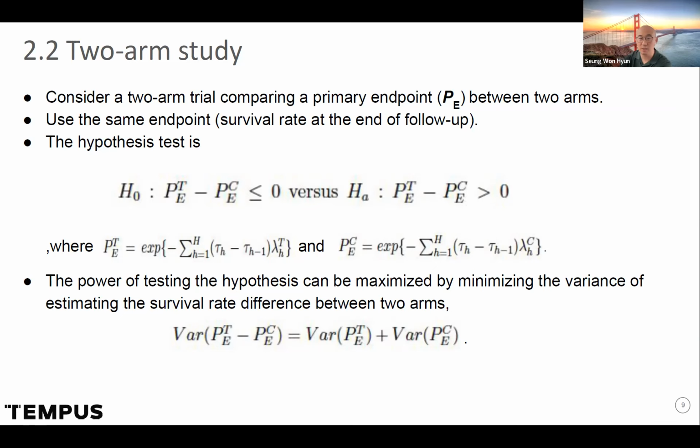So here we have the hypothesis, and again, the primary endpoint for each arm can be written as a function of the hazard rate, just like we did in the single arm. Then the power of testing this hypothesis can be maximized by minimizing the variance of estimating the survival rate difference between two arms. Since these two arms are independent of each other, the variance of the survival rate difference between two arms is equal to the summation of the variance of the survival rate across two arms, as you can see on the last slide. Next slide, please.